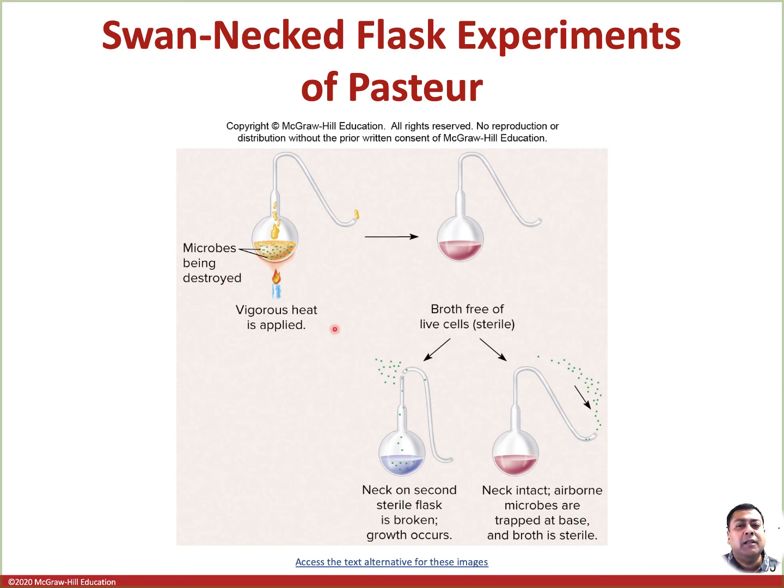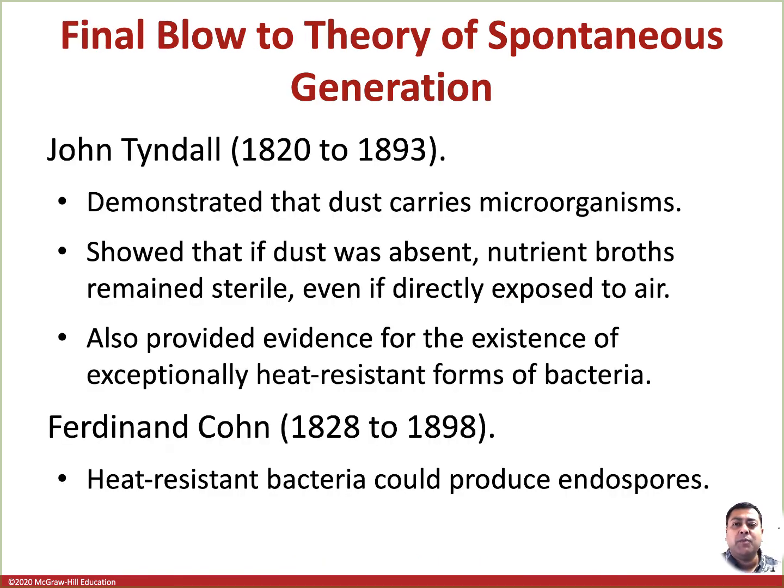On the other hand, in the experiment, he has shown that if you break the neck of that swan neck, where the aerosolic or the airborne microbes can get into the broth, over a period of time growth occurs, the broth becomes cloudy, and it is spoiled. So this was the greatest blow to spontaneous generation, that microbes can only come from some source. They cannot spontaneously generate in a sterile broth or a sterile media. So that was the experiment.